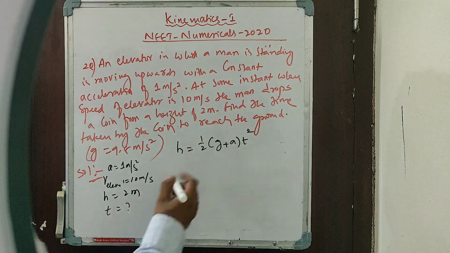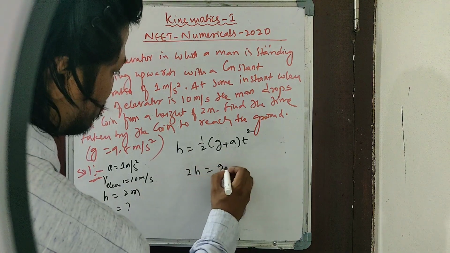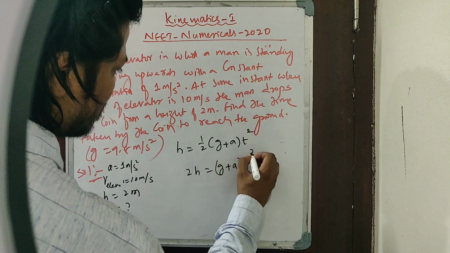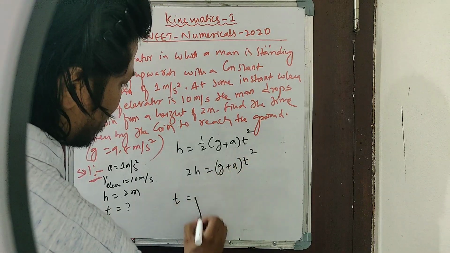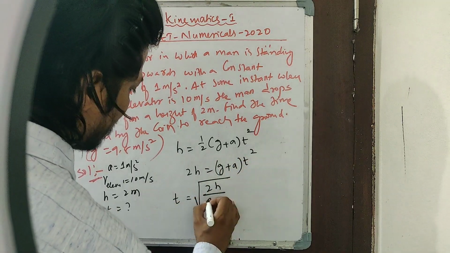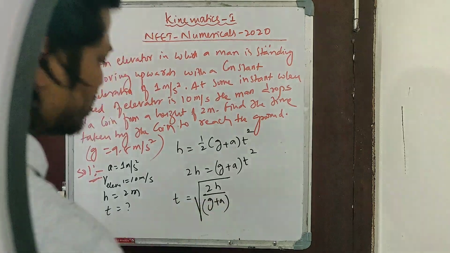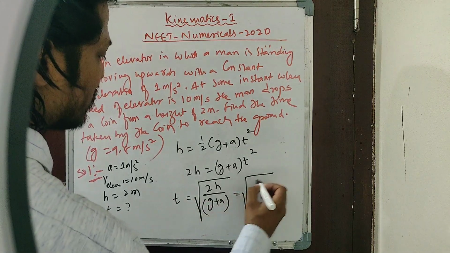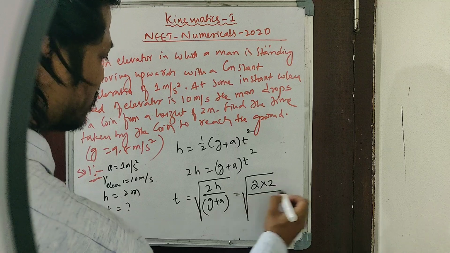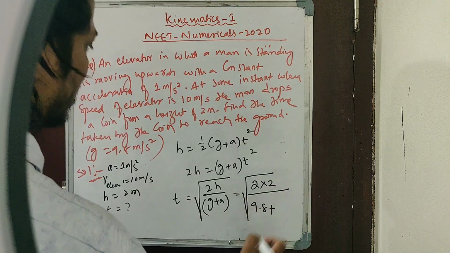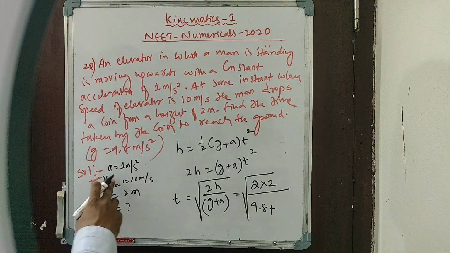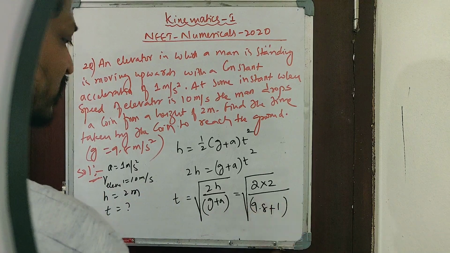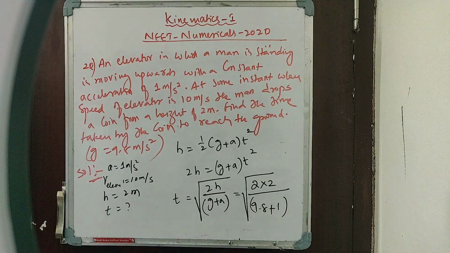I can calculate the time from this one. So 2h equals g plus a into t square. So t equals the square root of 2h by g plus a. Everything is given in the problem. That equals the square root of 2 into h, which is 2, divided by g, which is 9.8, plus acceleration, which is 1. See how much I am getting for this one.